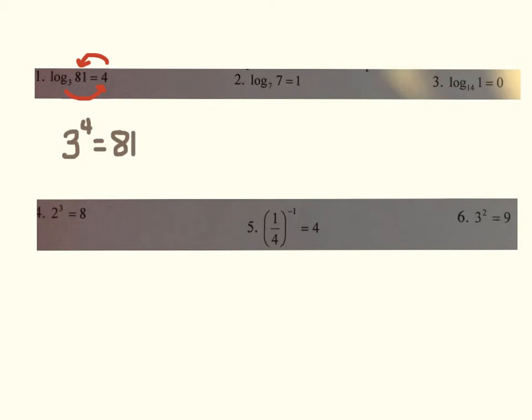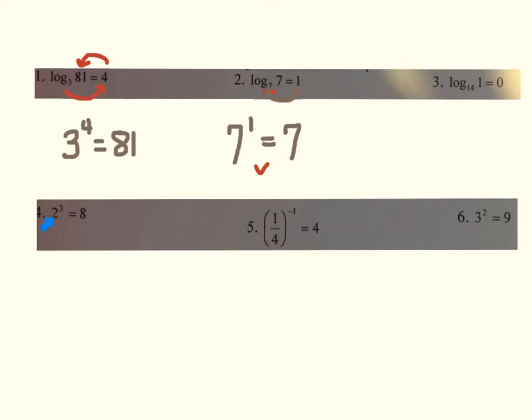Now let's do this next one. I'm going to start with the base. The base of the logarithm becomes the base of my exponent. I'm going to cross over here to the 1, and come back to the 7. Now, is this a true statement? 7 to the 1st equals 7? Of course that's true. Now let's skip down to number 4, and change from exponential form to logarithmic form.